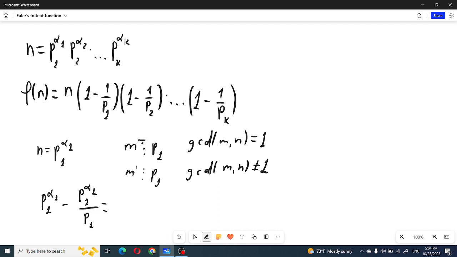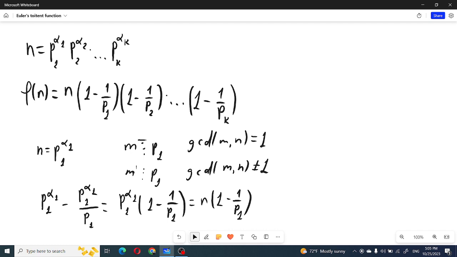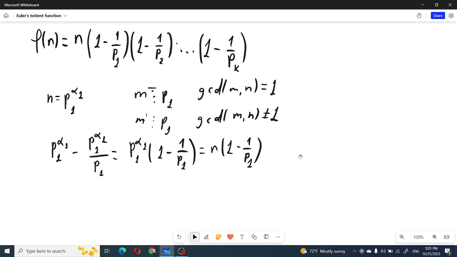And if we take this p1 to the alpha 1 power out of brackets, we get p1 to the alpha 1 power times (1 minus 1 over p1). And if we look at this, it equals n, so we get the formula for only one prime number, n equals one prime number to some power. It doesn't matter; in our case it was alpha 1. Now let's prove that this function is multiplicative.